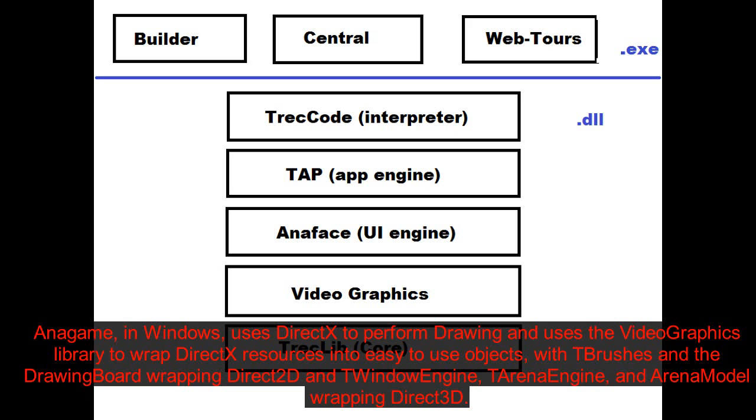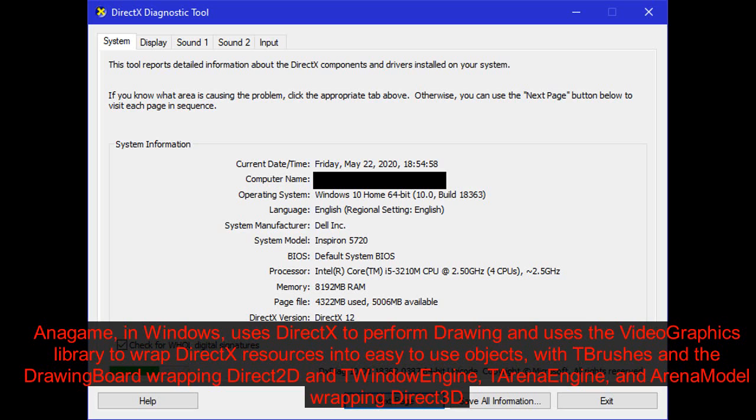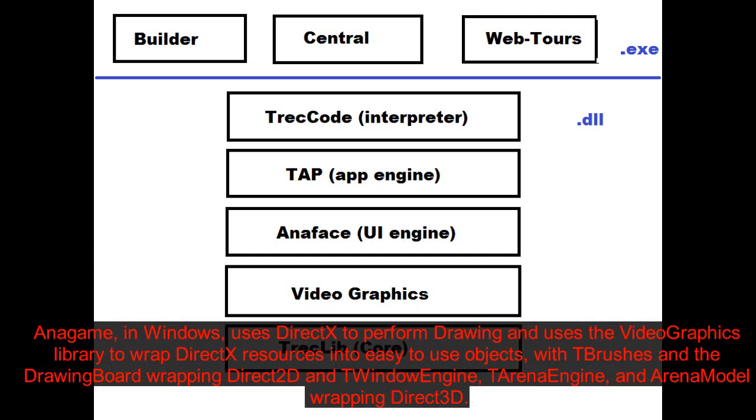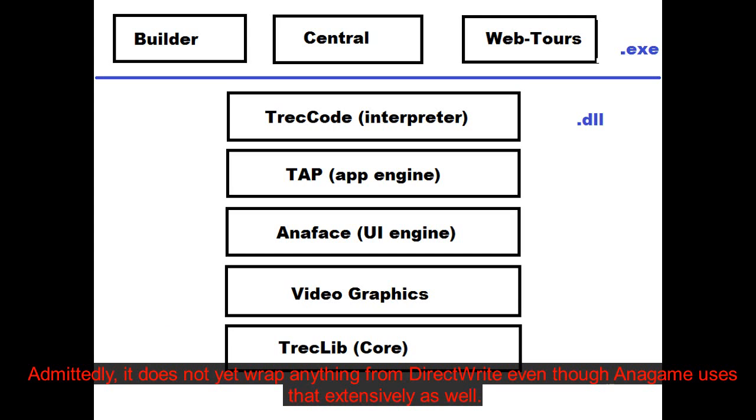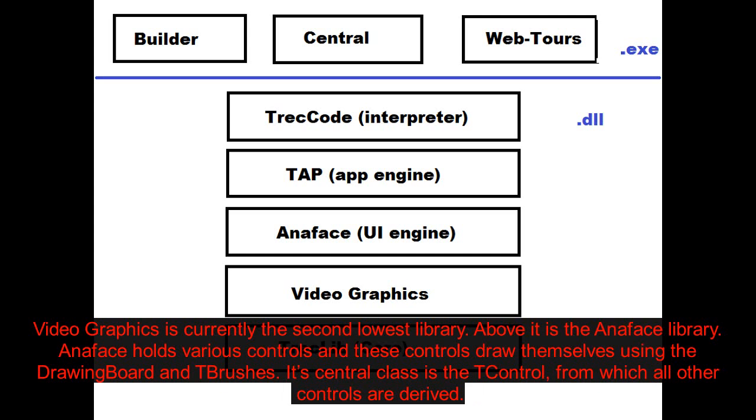Anagame in Windows uses DirectX to perform drawing and uses the Video Graphics library to wrap up DirectX resources into easy-to-use objects, with T-brushes and the drawing board wrapping up Direct2D, and T-Window Engine, T-Arena Engine, and the Arena model wrapping up Direct3D. Admittedly, it does not yet wrap anything from DirectWrite, even though Anagame uses that extensively as well. Video Graphics is currently the second lowest library.